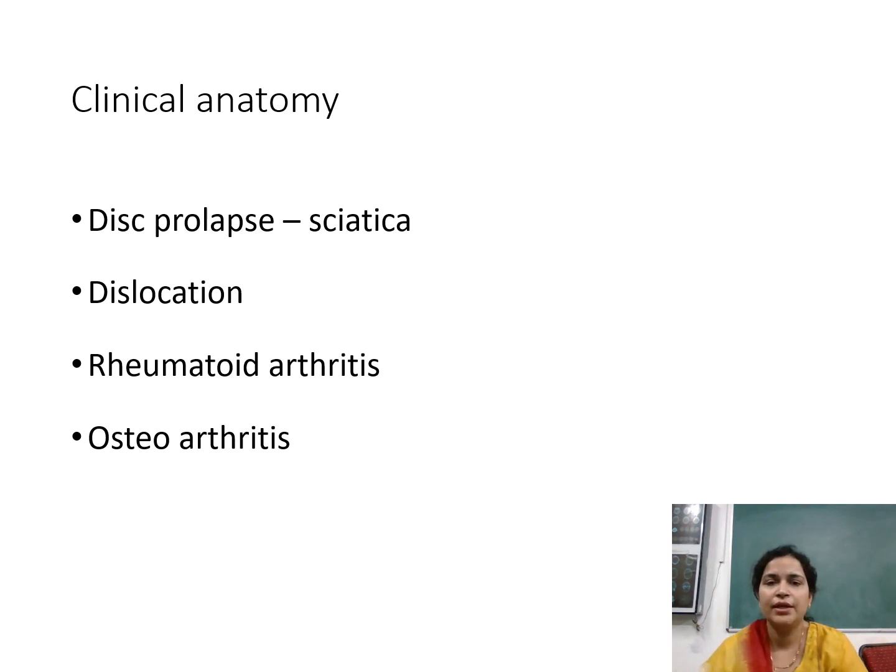So in this video we have seen the joints, the different ways of classifying the joints: structural classification, regional classification, and functional classification, but very commonly the structural classification is most commonly used, under which the joints can be classified as fibrous joints, cartilaginous joints, synovial joints.